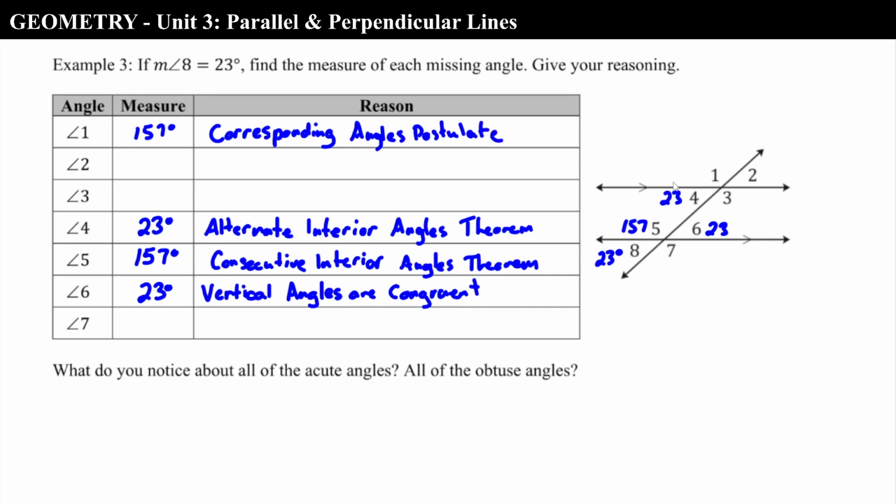All right, so now let's see where else we can go. Well, we can go from 5 to 3 because we have alternate interior angles. And alternate interior angles are congruent. So angle 3 is also 157 degrees because of the alternate interior angles theorem.